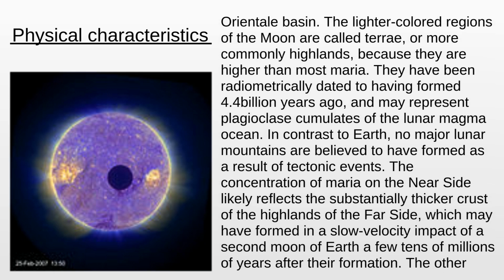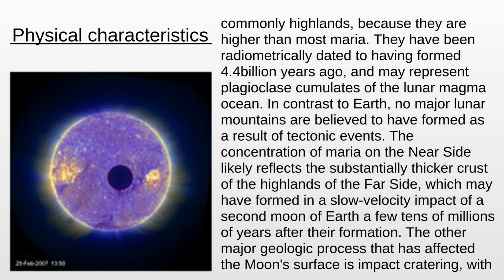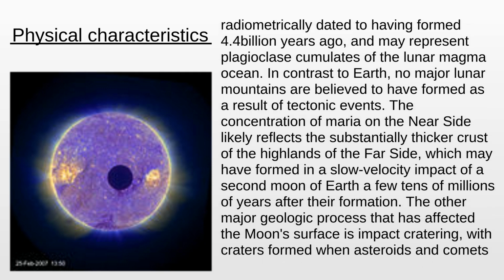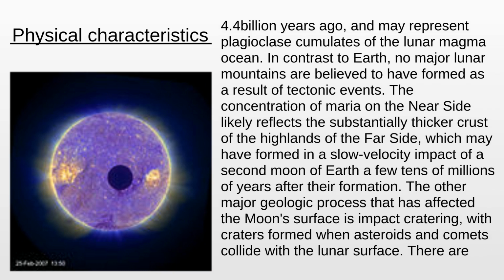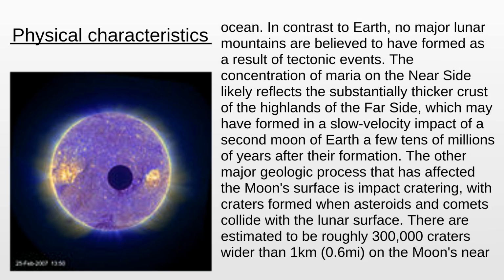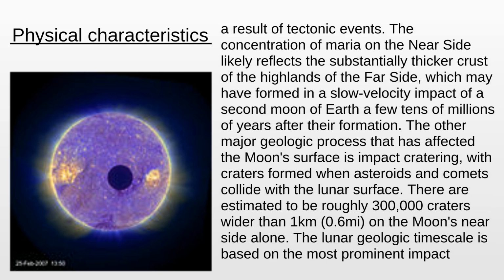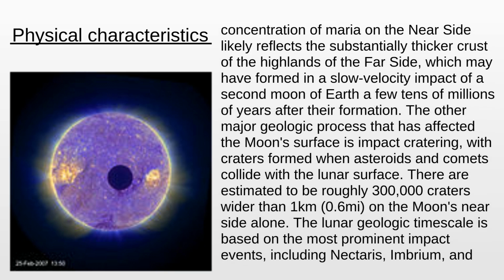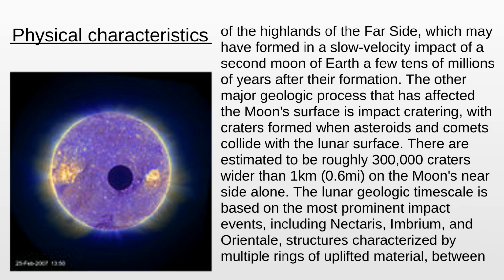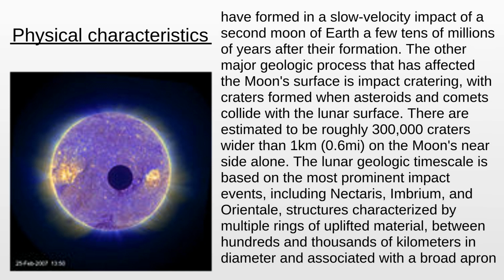The lighter-colored regions of the Moon are called terrae, or more commonly highlands, because they are higher than most maria. They have been radiometrically dated to having formed 4.4 billion years ago, and may represent plagioclase cumulates of the lunar magma ocean. In contrast to Earth, no major lunar mountains are believed to have formed as a result of tectonic events. The concentration of maria on the near side likely reflects the substantially thicker crust of the highlands of the far side, which may have formed in a slow-velocity impact of a second moon of Earth a few tens of millions of years after their formation.